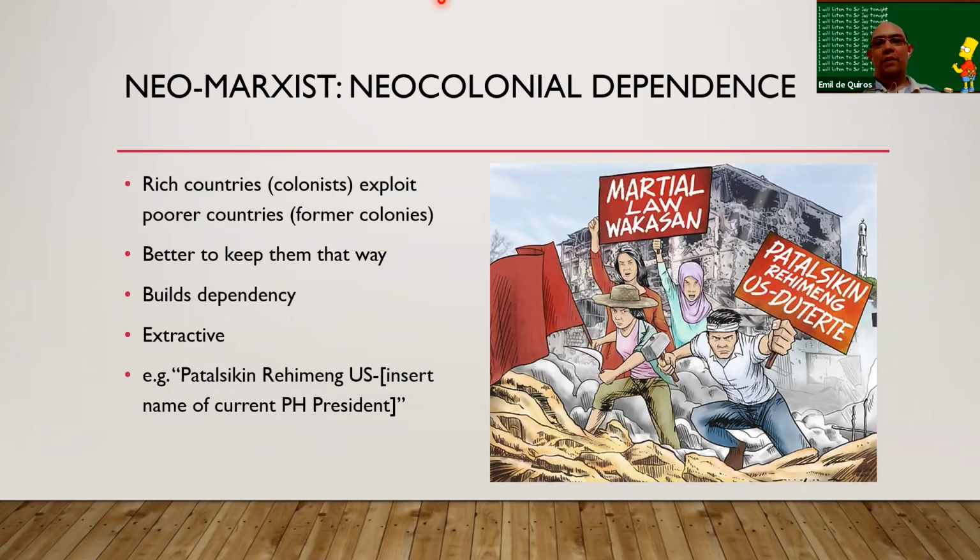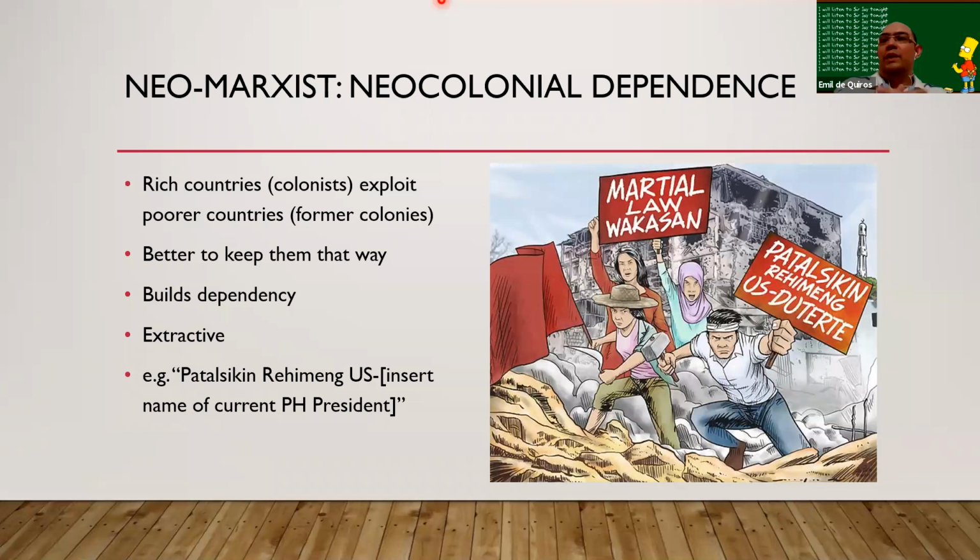So the theory is, this one is a very extreme viewpoint where former colonists want to keep their former colonies poor. Better to keep them that way. The rich countries will extract, very extractive, the basic goods from the poor countries. They manufacture it and sell it, make money by selling it to the former colonies. So it's even worse. You steal something, you extract something, you turn it into something and force them to buy it. And then you provide crumbs. You sort of give them donations.